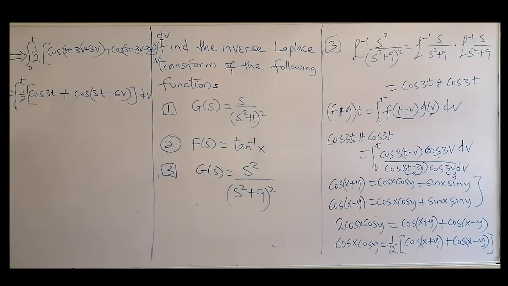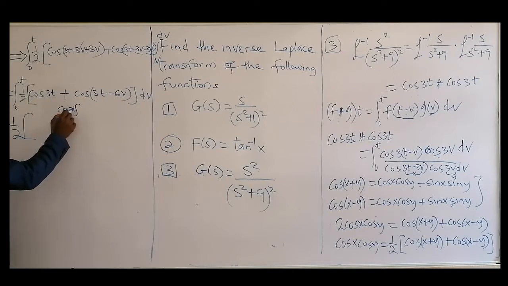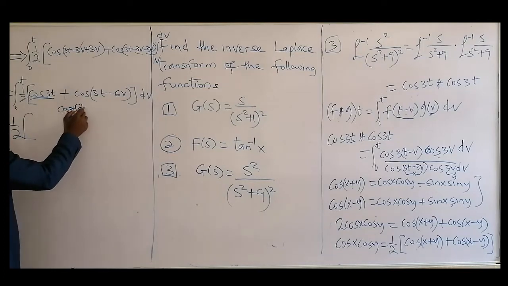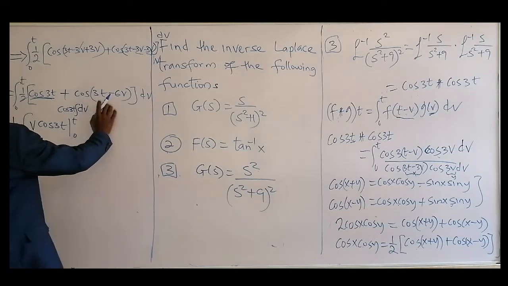So that's what we have now. We can take the half outside and begin to integrate. The first term is cos 3t, which doesn't have v, so we treat it as a constant. We are only integrating with respect to v, and the integral of dv gives you v. So we now have v cos 3t, and we put the upper and lower limits for that one.